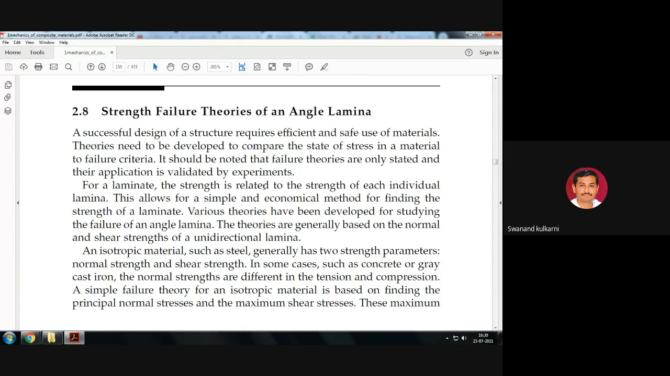Is it okay? Whatever the part of the study which we have carried from your second year onwards, whenever you first of all studied the mechanics of material subject, at that time our assumption was material is isotropic material. Even in last semester also we studied one subject, solid mechanics, and in this subject in solid mechanics also our assumption was that the material is isotropic. Is it okay? An isotropic material such as steel generally has two strength parameters, normal strength and shear strength.